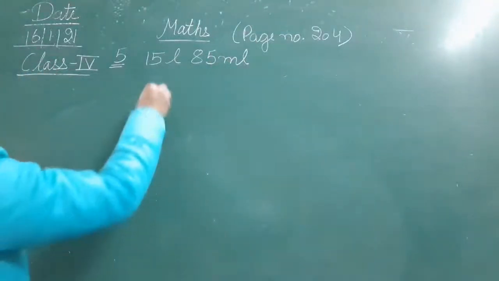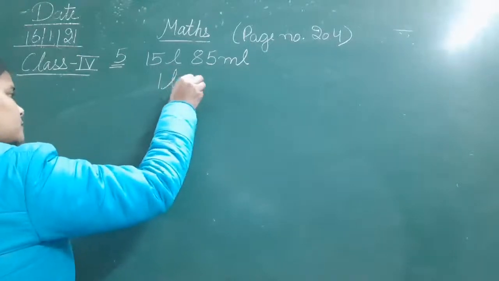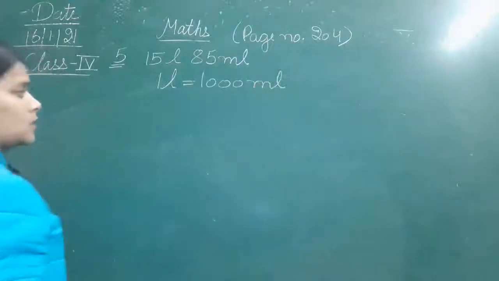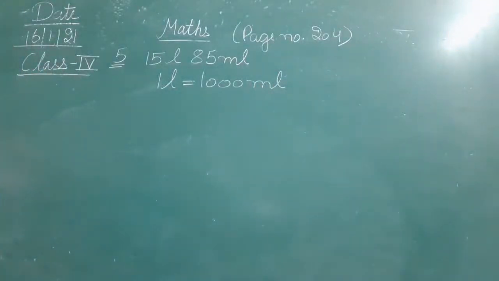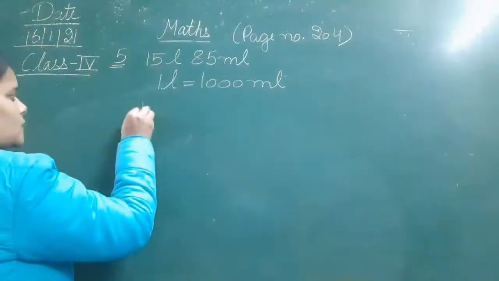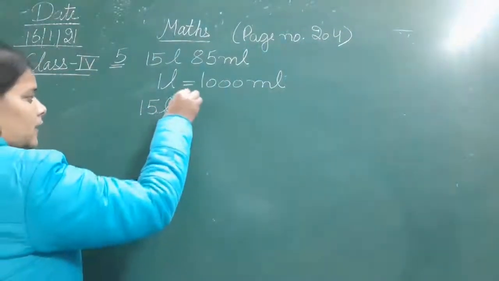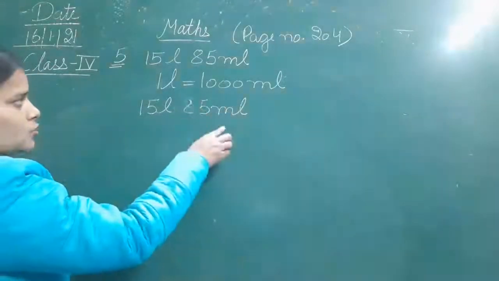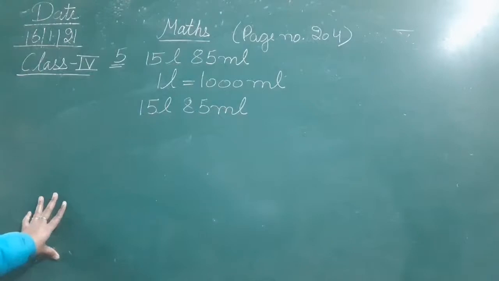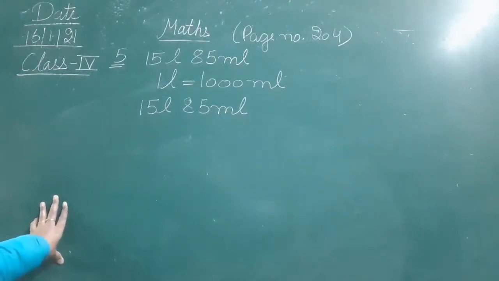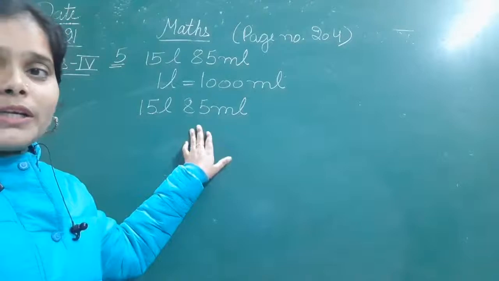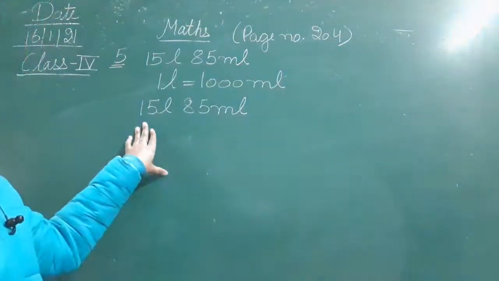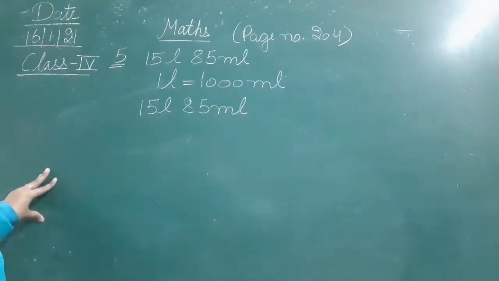Okay. 1 liter is equal to 1000 milliliter. And in the question it is given 15 liter 85 milliliter. So that means इसको हमें convert किस में करना है? We have to convert it into milliliter. So देखिए 85 is already in milliliter. So we have to convert this liter, that is 15 liter only. तो हमें सिर्फ 15 liter को milliliter में convert करना है.